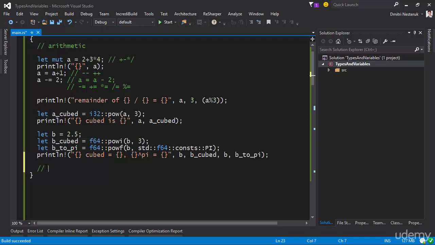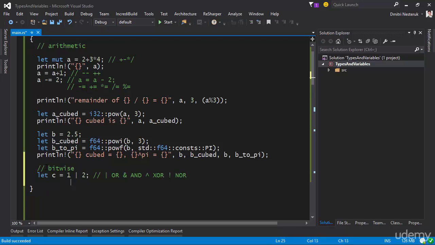Now let's talk about bitwise operators. As you know, integers and indeed floating point numbers are made of bits. But in Rust, bitwise operators are only available for integers. So what you can do is write something like let c = 1 | 2. The vertical bar is the OR operation. The ampersand is the AND operation. The hat is the XOR, the exclusive OR operation. And the exclamation mark is the negation operator.